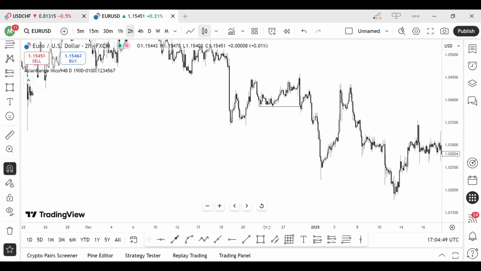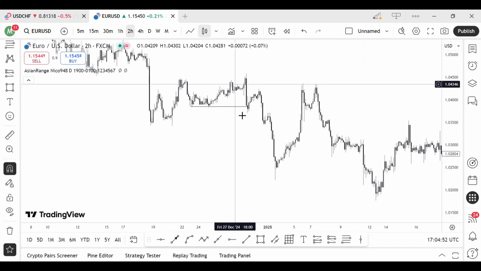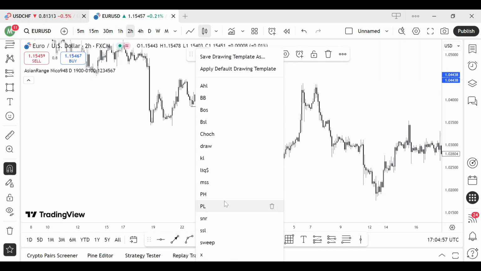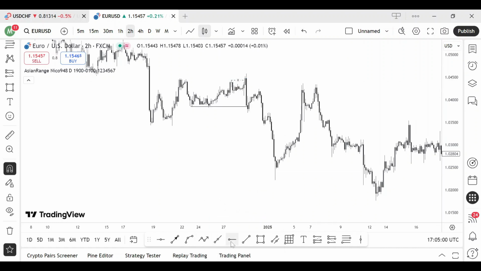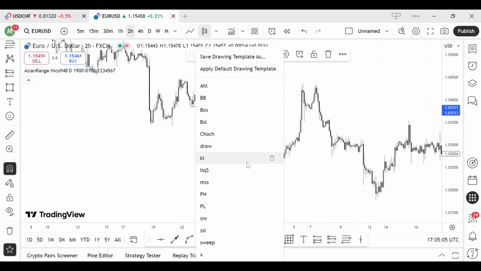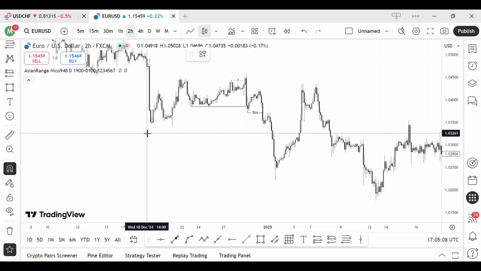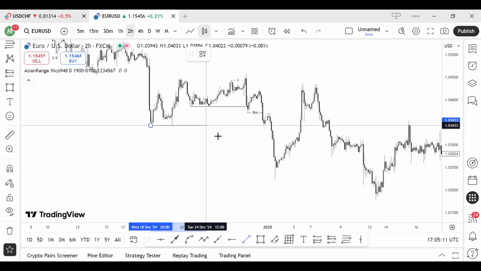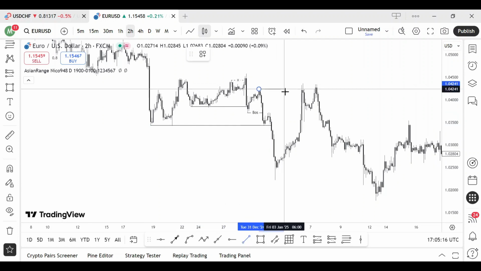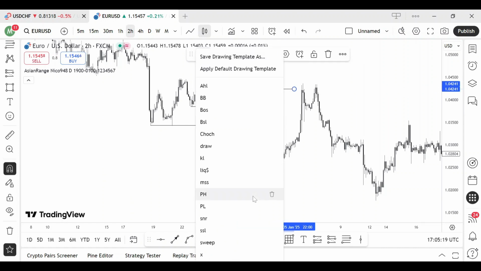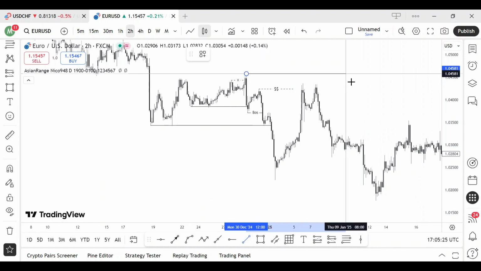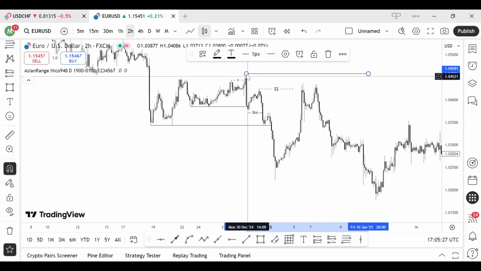So what did we say? Price must have swept a previous high or a low. In this case, you can see this spot here. Price swept this high and it broke structure to the downside. Let's make it a break of structure. And it also broke this swing low. Then price gave us a liquidity, which means this high is protected. Price is not supposed to come back to this high.